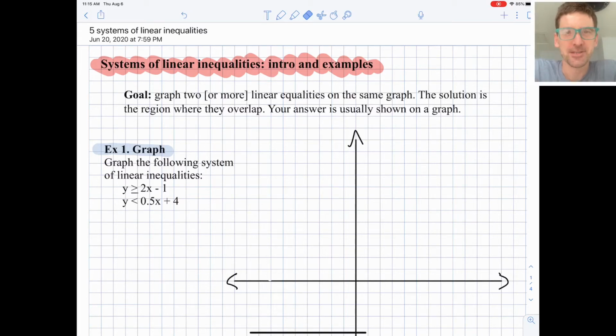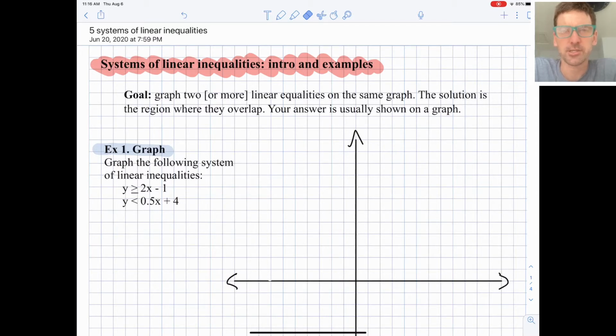All right, this is our last video under the topic of systems of linear equations. But specifically on this one, we're looking at systems of linear inequalities. We're going to start off with an introduction and then do a couple examples in this video. So our goal here is to graph some overlapping linear inequalities. Usually you have a couple of them, but often you might have 3 or 4 or even more.